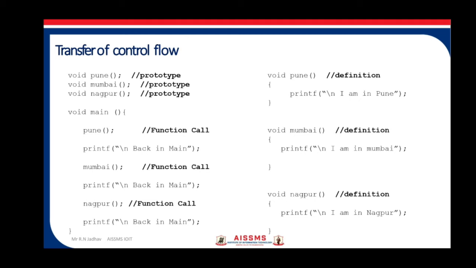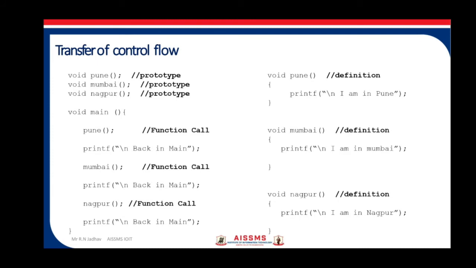Now, function prototypes are not mandatory. We can also skip function prototypes. But if we skip them, the order of function definitions becomes very important, and we have to make sure that a function is defined before the function is called. Suppose we are not using function prototypes, then we first need to define functions Pune, Mumbai, Nagpur, and after that we have to define function main, where we have made function calls to all these functions.